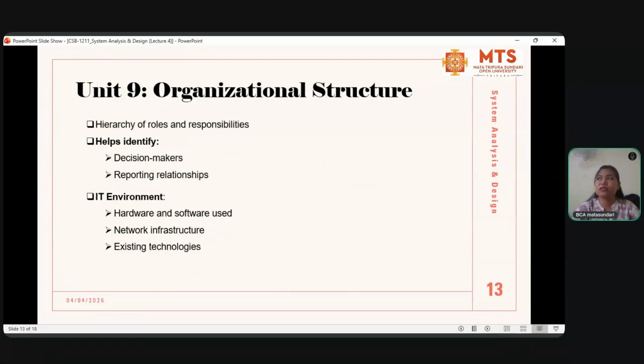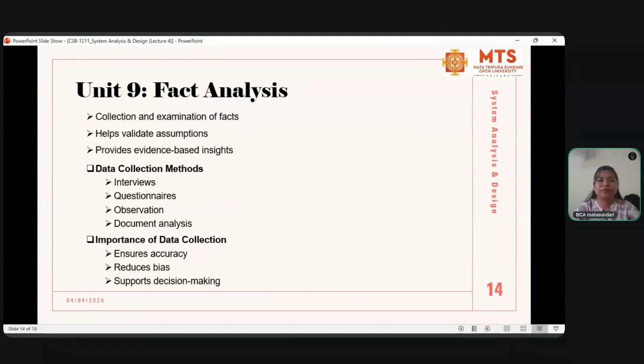Organizational structure is the hierarchy of roles and responsibilities. It helps identify decision makers and reporting relationships. In the IT environment, we look at what hardware and software are in use, network infrastructure, and existing technologies.